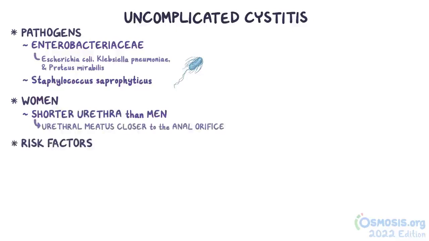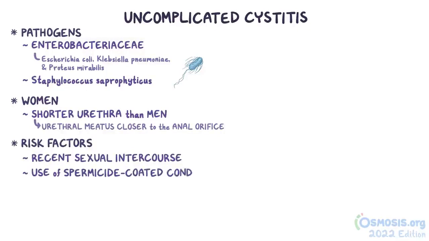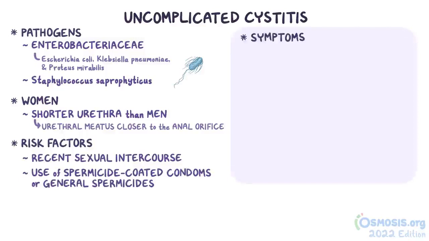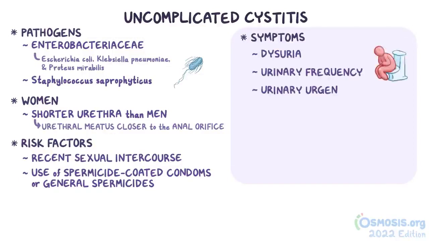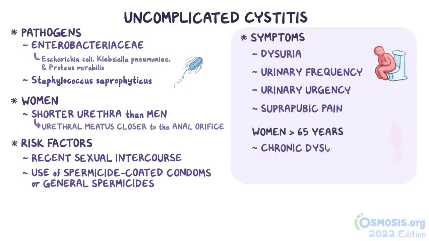Risk factors for cystitis are recent sexual intercourse, as well as the use of spermicide-coated condoms, or general spermicides, because spermicides facilitate the growth of E. coli. Shortly after sexual intercourse, symptoms include dysuria, urinary frequency, urinary urgency, and suprapubic pain. In females over 65 years, symptoms can include chronic dysuria or urinary incontinence.